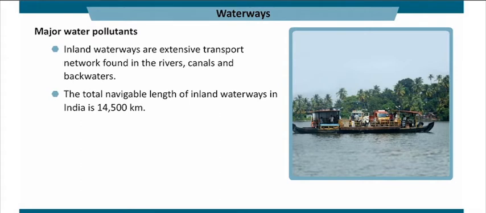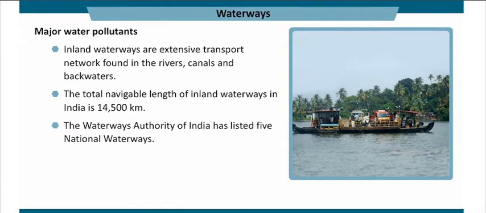The total navigable length of inland waterways of India is 14,500 kilometers, including 5,685 kilometers of rivers and 400 kilometers of canals. Out of this, 3,700 kilometers are used by mechanized crafts. The Inland Waterways Authority of India has listed 5 national waterways.